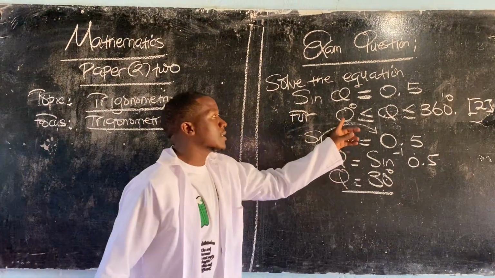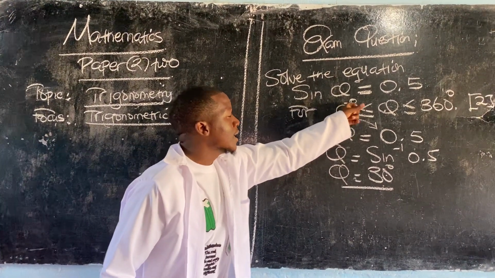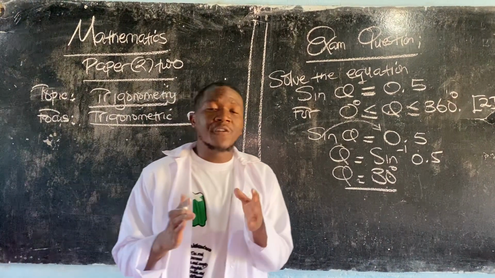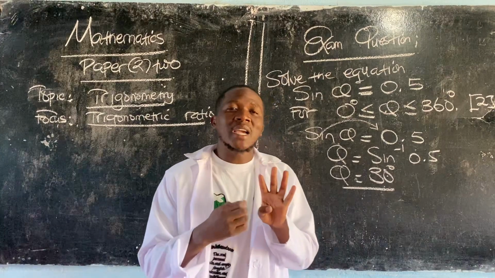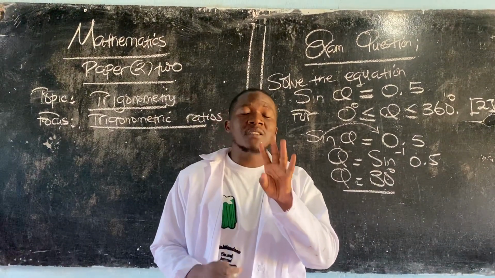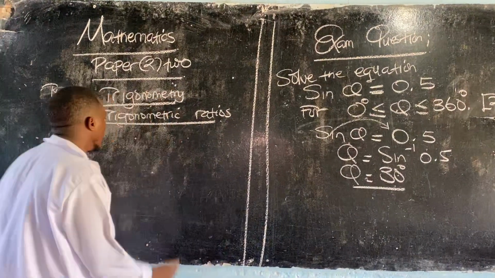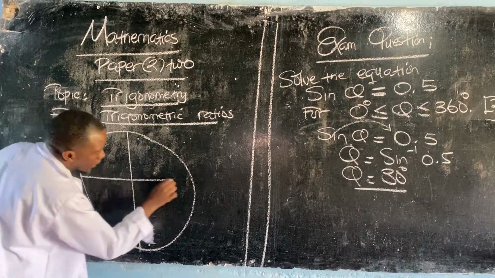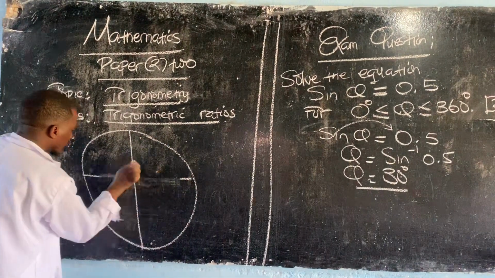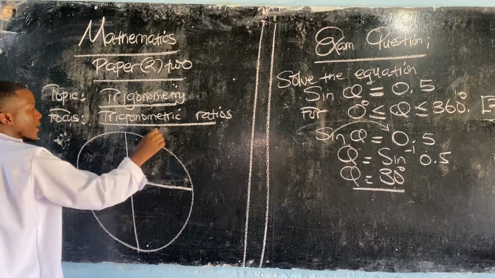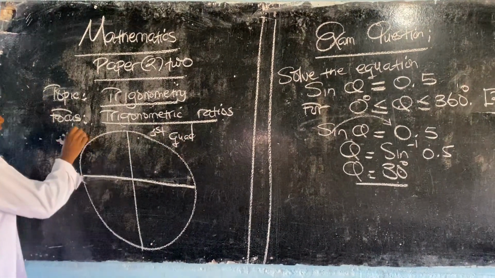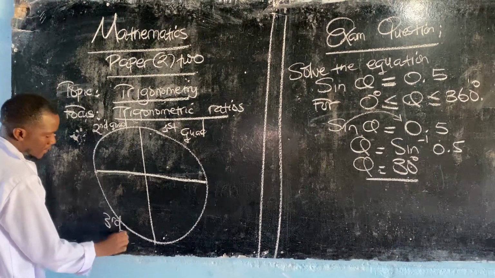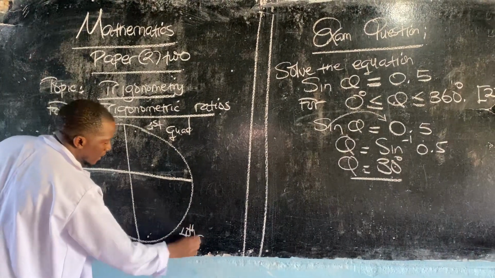But then the range says the value can be between 0 degrees as well as 360 degrees. We are going to tend to understand the different quadrants from a circle and identify where sine can be positive and how we can calculate the value for the theta. Suppose this is a circle, we can divide it into 4 equal parts, where we're going to say this is the first quadrant, and this is the second quadrant, and this is the third quadrant. Lastly, this is the fourth quadrant.